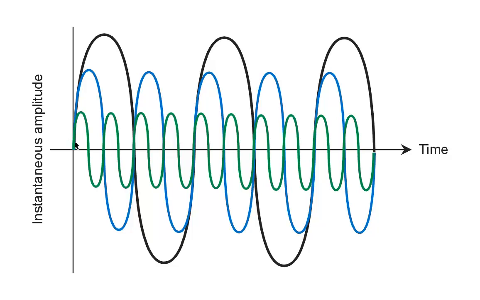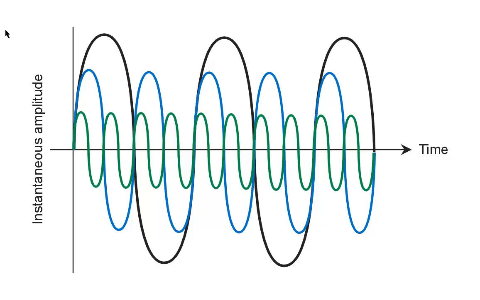Now, what I've shown here, the blue waveform, is the second harmonic. That's twice the fundamental frequency, which is this black waveform here. The green wave is the fourth harmonic. That is 4 times the frequency of the fundamental. So for every cycle of the fundamental, you get 2 cycles of the second harmonic, 1, 2, and 4 cycles of the fourth harmonic.